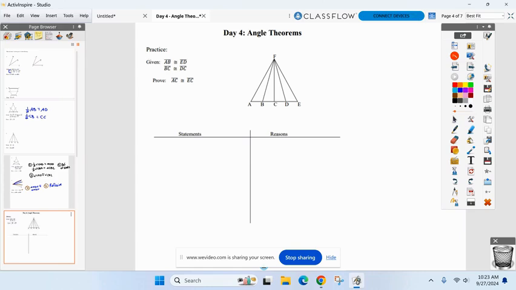So everyone is trying out the first one on your own. I'll walk around, see how you're doing. How you get into the givens to the proof, right?